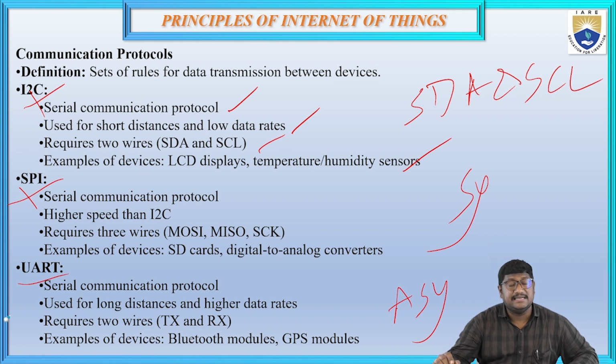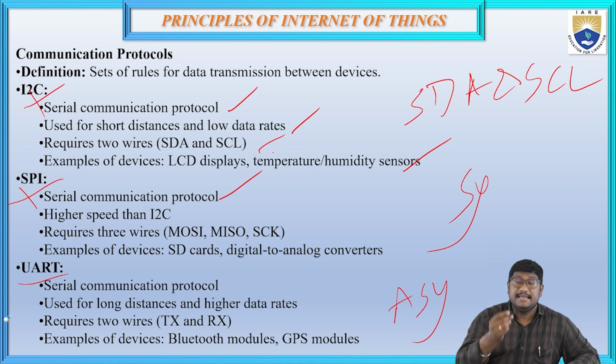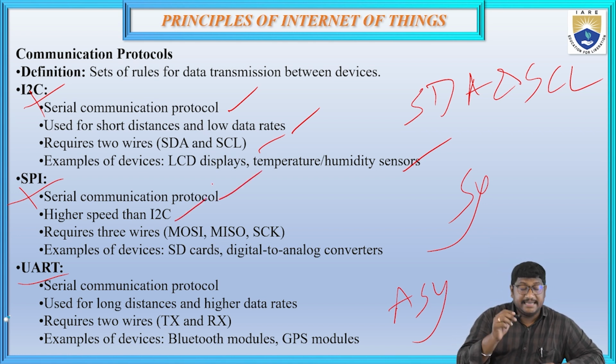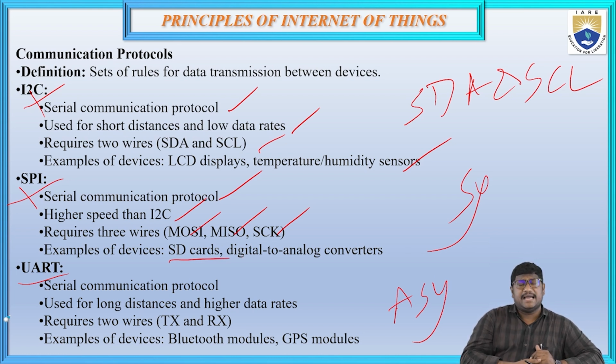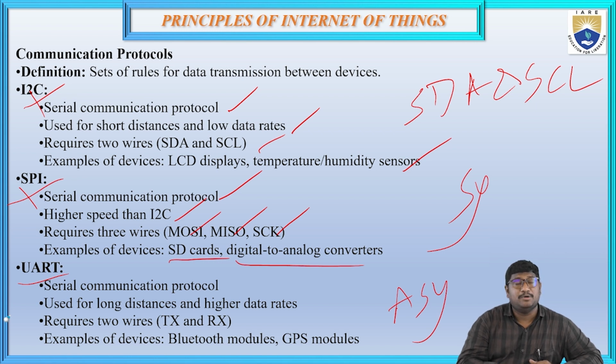And coming to SPI, it is a serial communication protocol. It is higher speed than I2C. Here I require three wires: MOSI, MISO, and SCK. These are the three wires which are utilized in the SPI communication interface. And the best examples are SD cards, which you guys use in your cameras or for any kind of video recordings, and also digital to analog converters. This is about SPI in a short view. And now I will start discussing UART. What is UART?